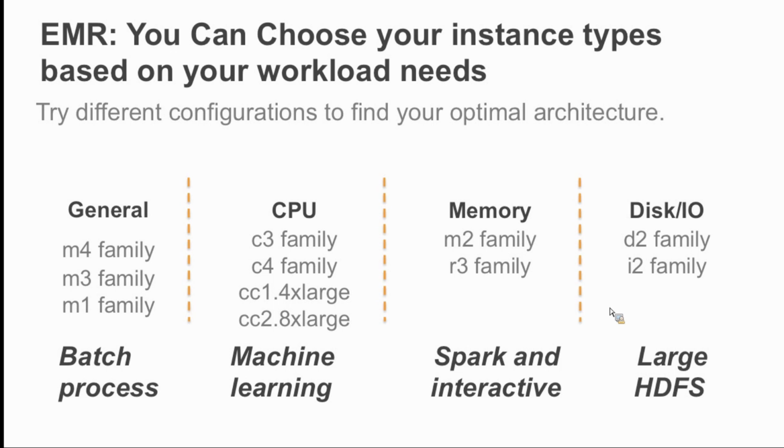Now some are better at some applications than others. And so general is often a good starting point. If you're starting out with EMR, it's great for batch processing. CPU optimized is good for machine learning, where you're doing a lot of numerical calculations. Spark, of course, is memory intensive, so memory optimized EC2s are great for that. And then applications like HBase, which prefer to use a large HDFS for storage, they would do well with disk I/O optimized.